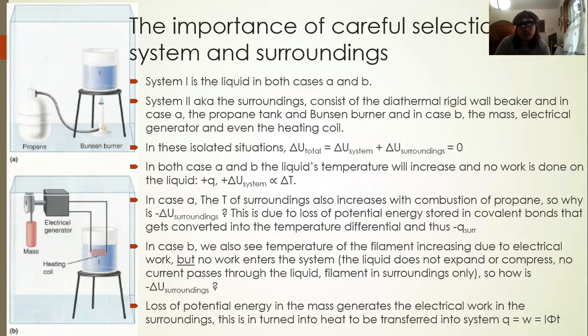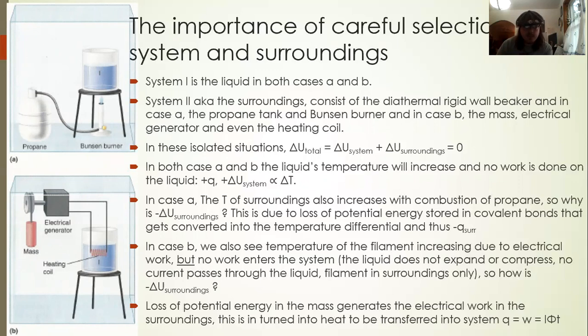But then why is the internal energy of the surroundings negative if we're also seeing a positive heat? This is due to potential energy loss. When we break down the covalent bonds in the propane, it's going to be converted into heat. We're going to see some heat gained by the surroundings, but a lot of heat lost as it's being converted and transferred into the system.